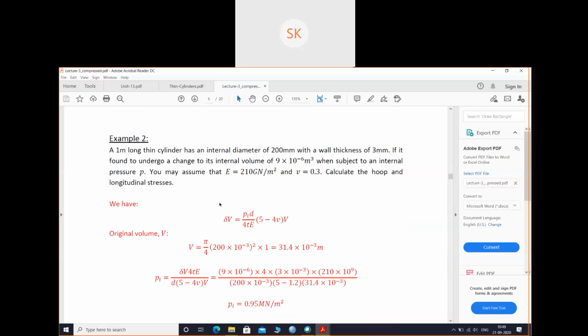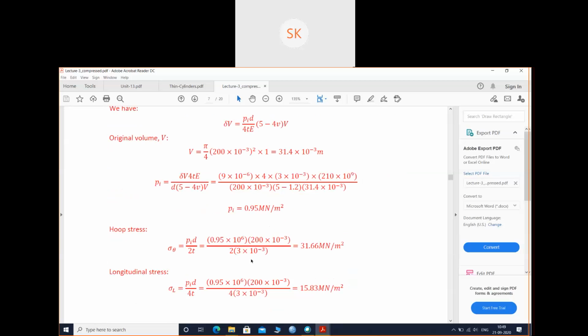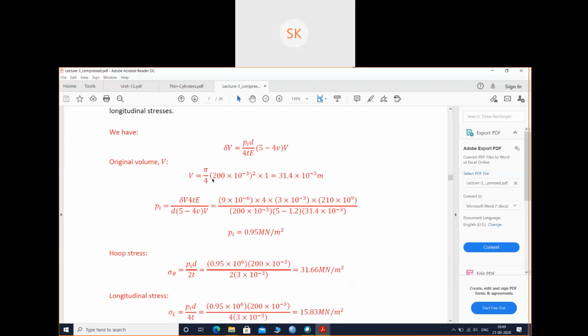In this one, they've asked you to calculate the hoop stress and longitudinal stress. They have given you the change in volume. A 1 meter long thin cylinder has internal diameter given, thickness given, and internal volume change given. These values, this delta V, will all be given to you. They have asked you to find hoop stress and longitudinal stress. From this equation you find the pressure P, and d and t are given to you.